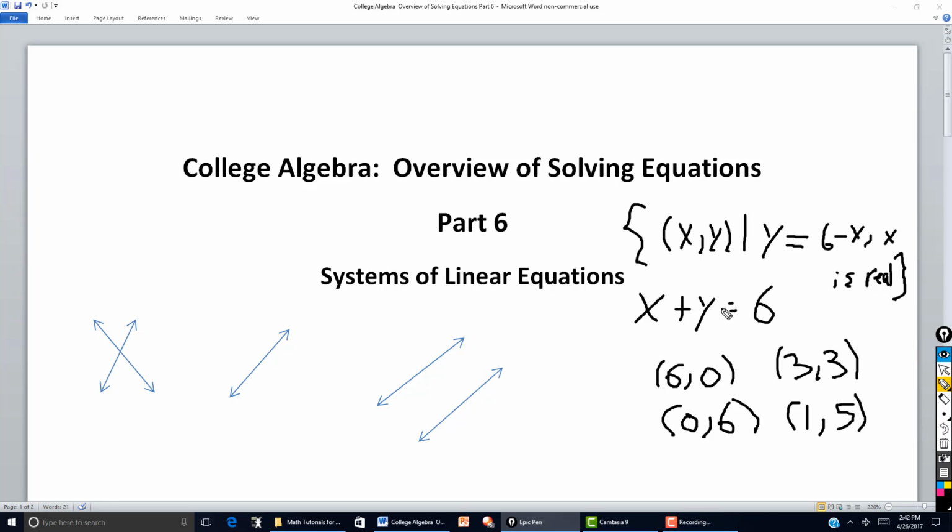Okay. In the scenario where you have the same number of equations as you have variables, then it'll be one of these three scenarios: either one solution, infinite solution, or no solution.